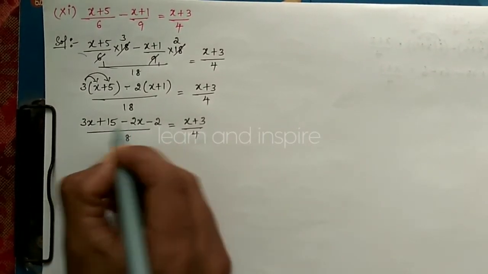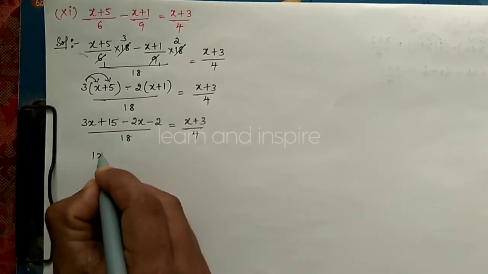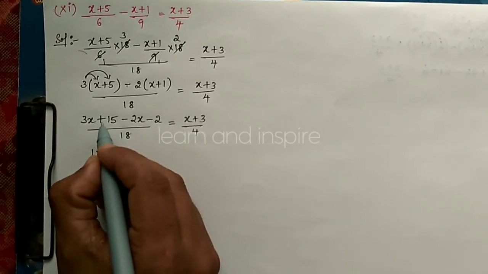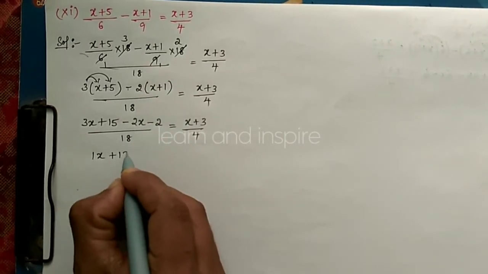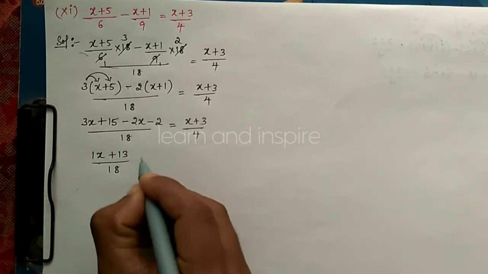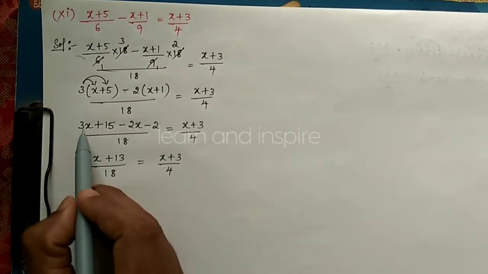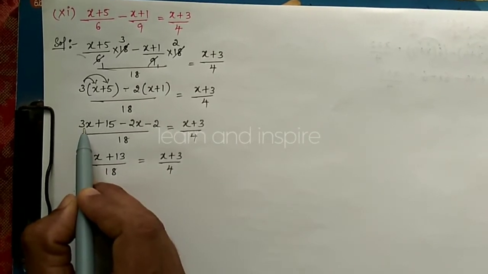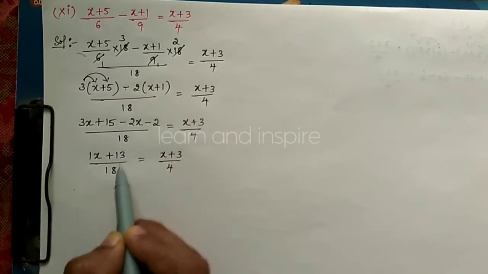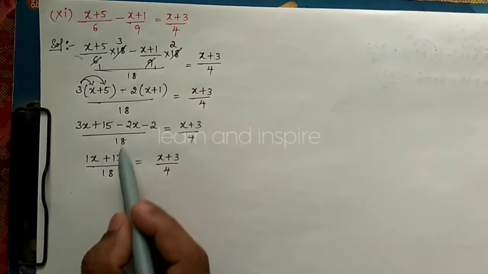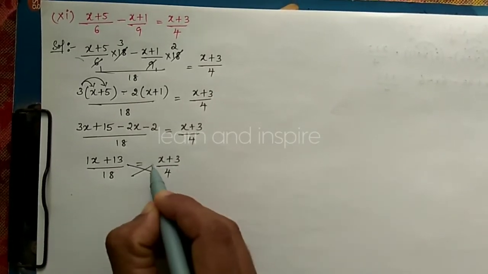So first we can subtract these variables. 3x minus 2x. 3x minus 2x is 1x or x. And then plus 15 minus 2 is plus 13 divided by 18 equals to x plus 3 by 4. Okay, so first here we subtracted the same variables. 3x minus 2x is 1x, plus 15 minus 2 is plus 13 divided by 18 is equals to x plus 3 by 4. Now we can cross multiply this.